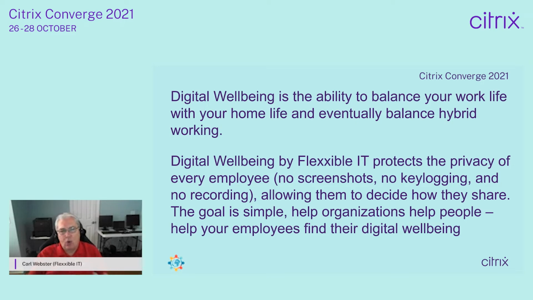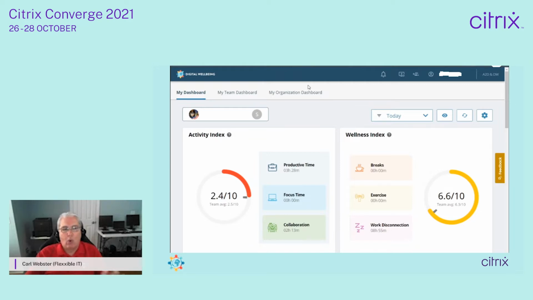Well, let's take a quick look at our digital well-being web app. So here we can see we have an activity index and we have a wellness index. So we're keeping track of things that your employees are doing, but then you also need to have some balance. You need to be able to take breaks. You need to be able to go out and exercise and disconnect from work.